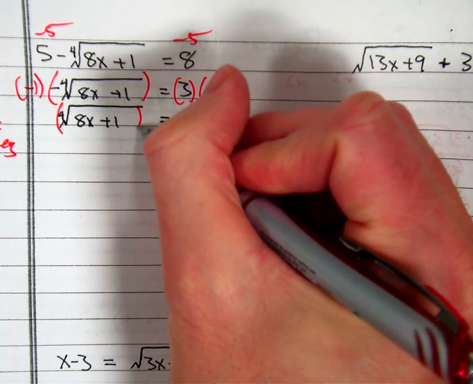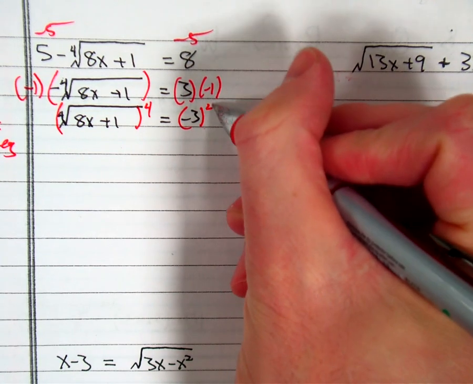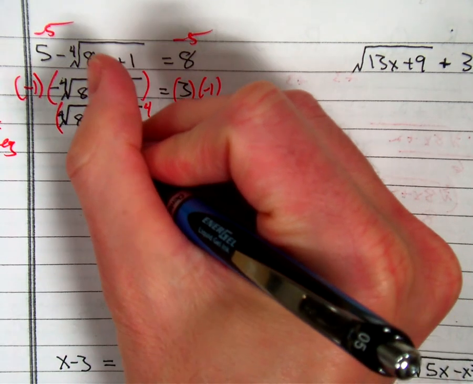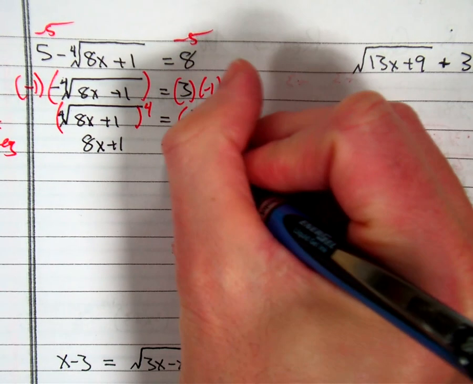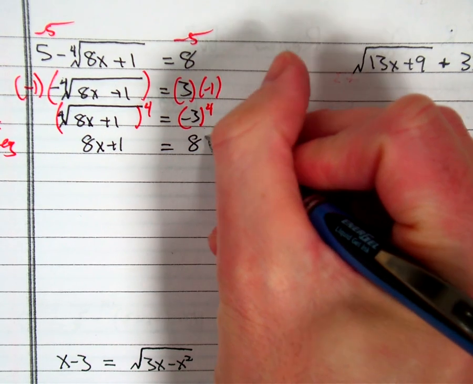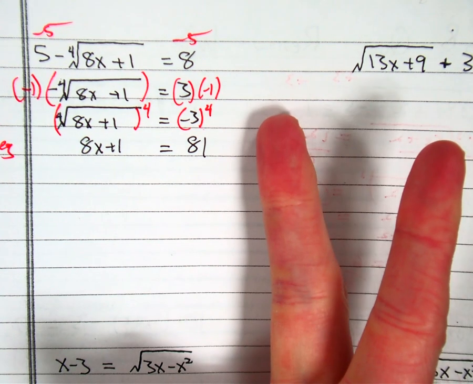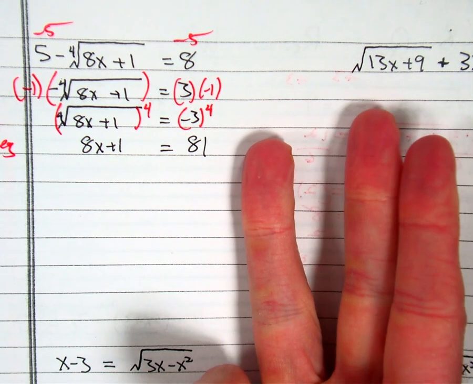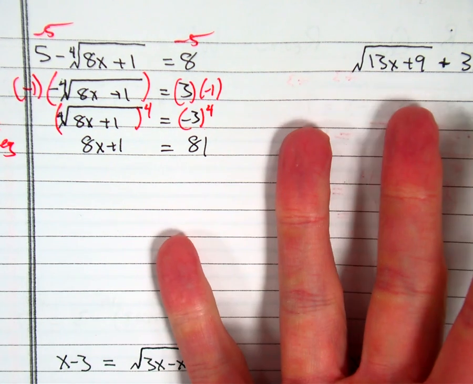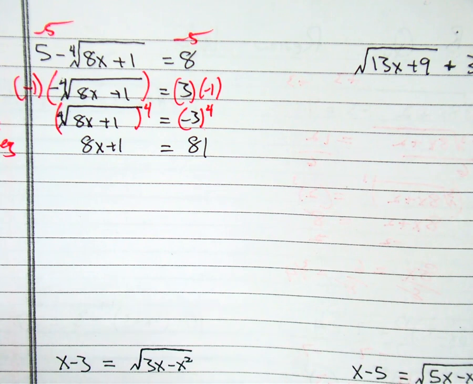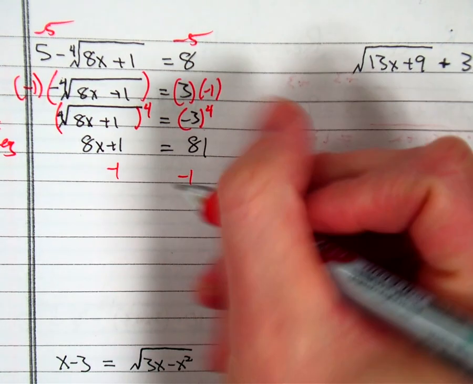We're in a groove. We're going to go 4th power. 8x plus 1 equals, that should be 81. Okay, -3 times -3 is positive 9. Times -3 a third time is -27. Times -3 the 4th time, positive 81. And we minus 1.